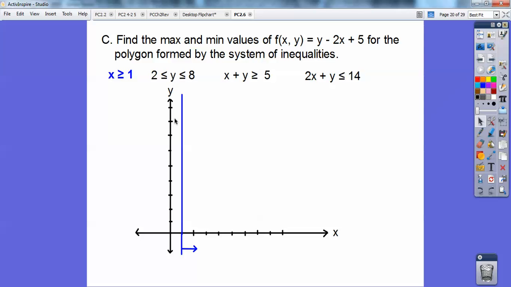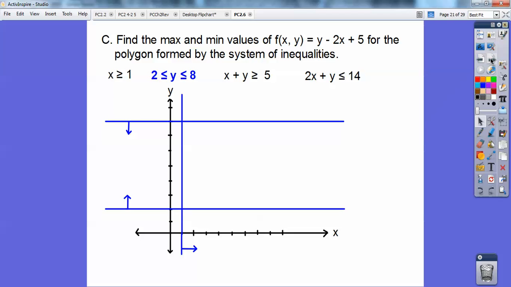y is a horizontal line right here and right here, so in between 2 and 8. It's going to be in between those two lines. So far, it's somewhere over here because it's to the right of this vertical line. Let's graph this one. I did my intercepts, you guys. So I did 5, 0, and 0, 5. Here's 0, 5, and here's 5, 0. Then I shaded that side. So now I know it's somewhere over here.